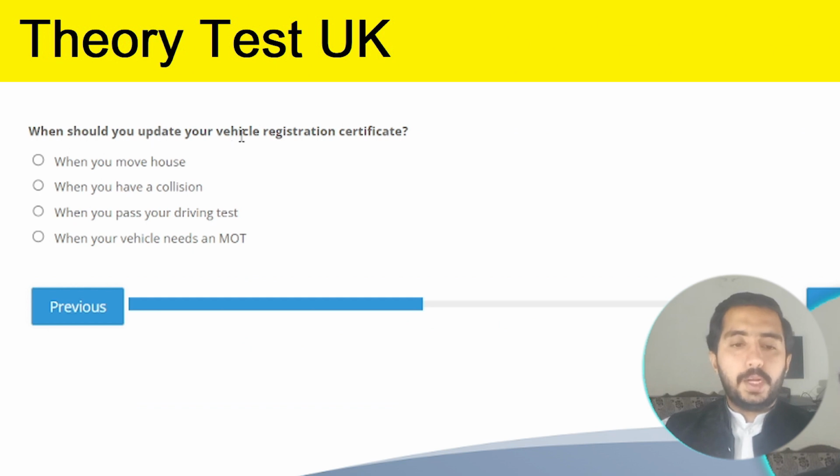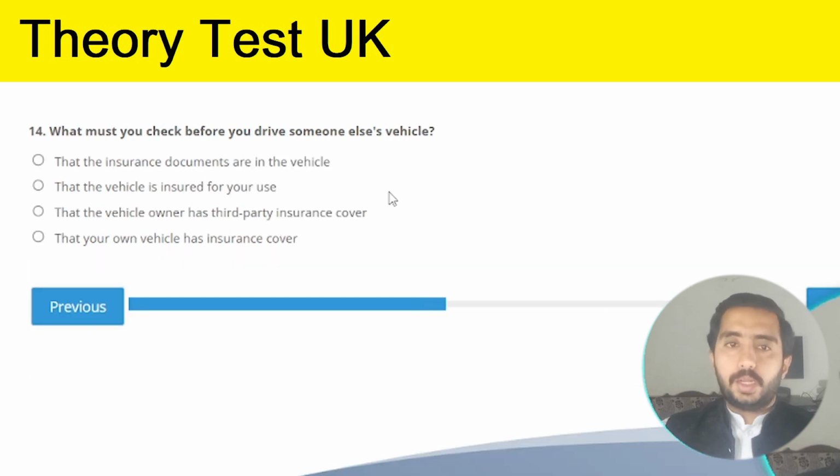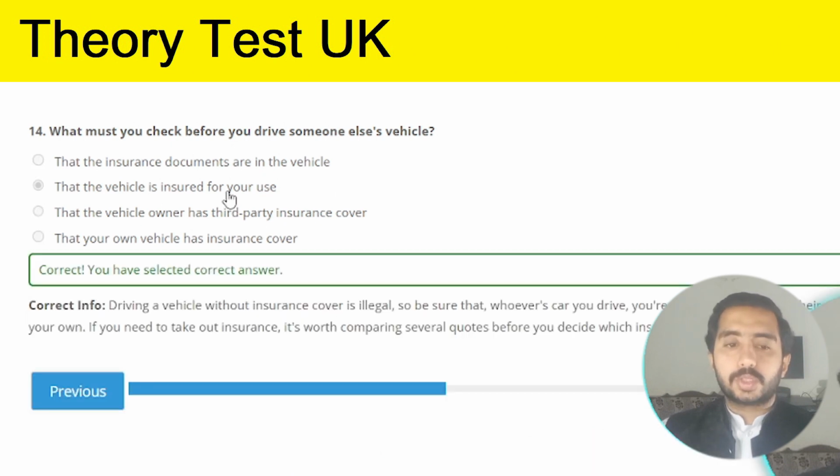When should you update your vehicle registration certificate? The vehicle registration certificate is updated when you move house. Whenever you move house, your registration certificate will be updated. The correct option is option A. Next one, question number 14. What must you check before you drive someone else's vehicle? If you are driving someone else's vehicle, you must ensure that the vehicle is insured for your use.